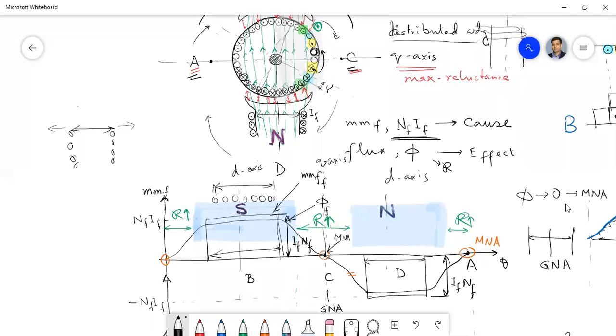That is the function of commutator. Commutation will take care of this job to maintain the flux distribution for armature fixed in space. Though the armature is rotating, its flux distribution will always be fixed in space. Is that clear?